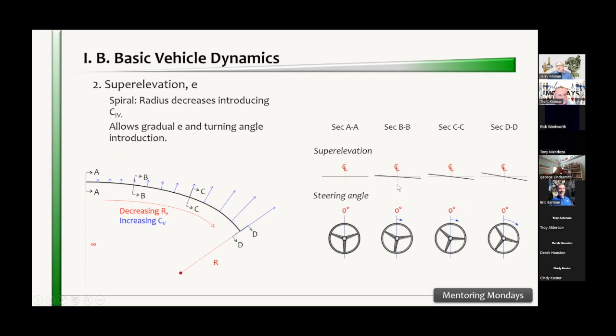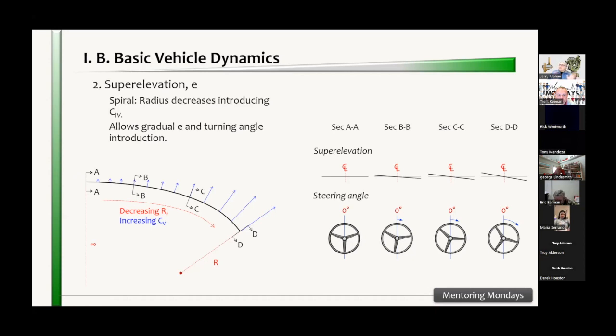As we move into that curve, we can start introducing the super elevation and start turning the steering wheel to balance the forces till we reach full super elevation at the end of that curve. Now we can hold it through the rest of the curve. So instead of going instantaneously from no super elevation to full, from no centrifugal force to full centrifugal force, we can introduce this distance that allows us to put in that super elevation, because otherwise, theoretically, you'd have to do it almost instantaneously.